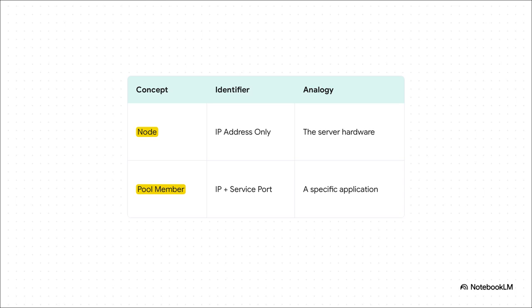A node is the machine. A pool member is the service on the machine. You can have tons of different services, or pool members, all running on one single node. This lets the BIG-IP send traffic with incredible precision, not just to a server, but to the exact application that needs to handle it.